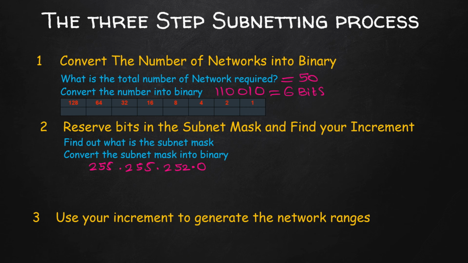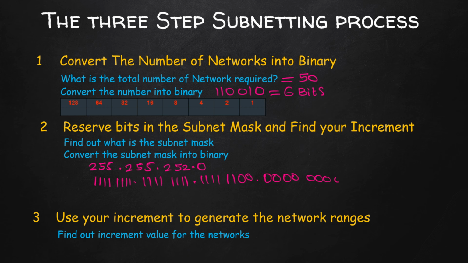So how to generate the network range? Let's see that. For that you need to find the increment value of your network. How to find the increment value of your network? For that you need to go back to your subnet mask and convert it into binary. So here 8 ones, then 255 stands for another 8 ones, then 255 stands for another 8 ones, then we have 252, which is this value, then we have 00000000.